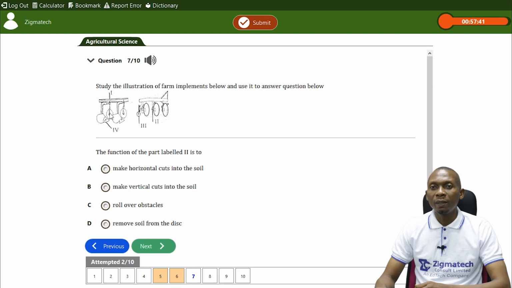Still on this implement, the next question says, the function of the part labeled 2 is to. The part labeled 2 is here, you can see it, is to A, make horizontal cuts into the soil. B, make vertical cuts into the soil. C, roll over obstacles. And D, remove soil from the disc. Now this part is actually the disc scraper, and the purpose of the disc scraper is to remove soil from the disc. So the answer is D.